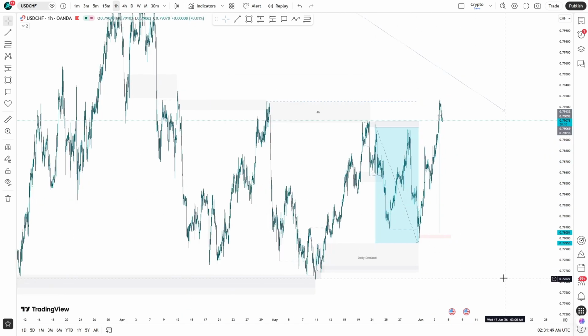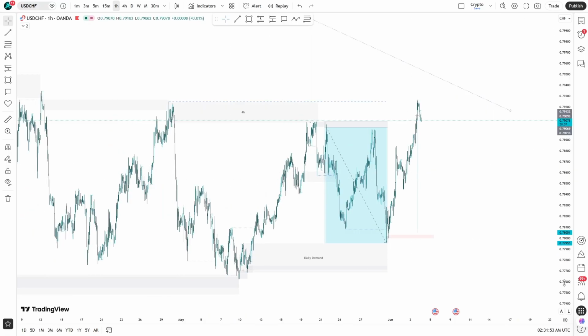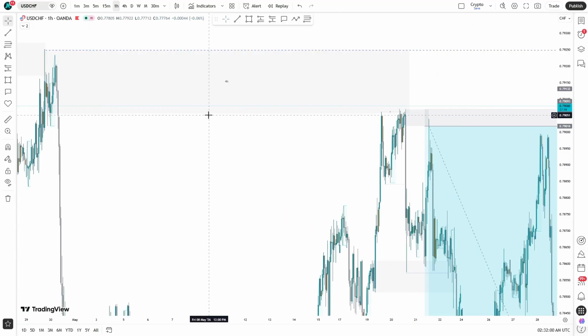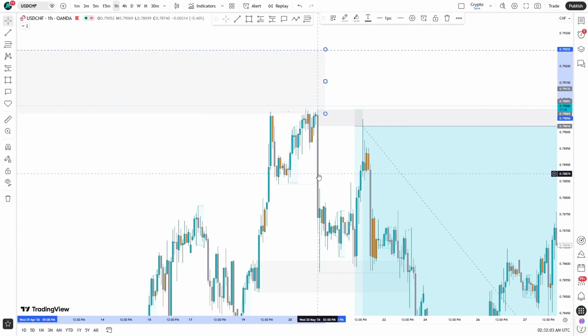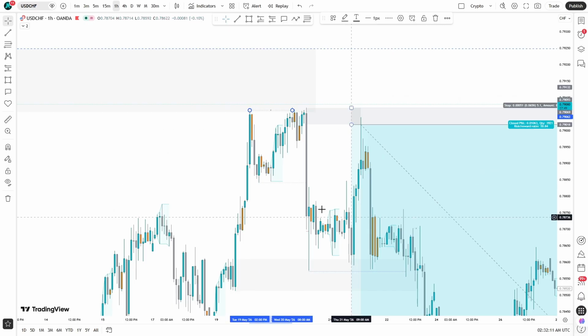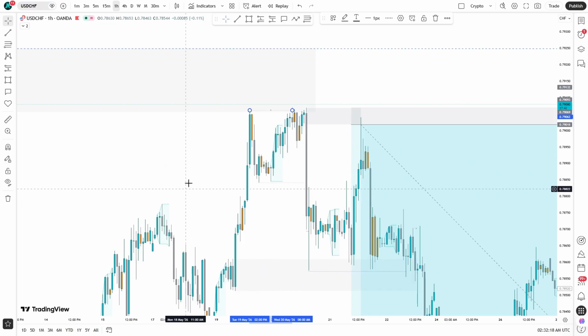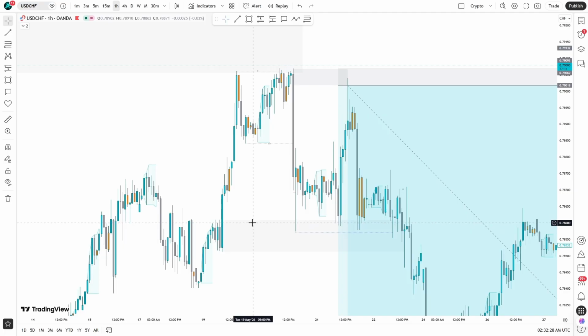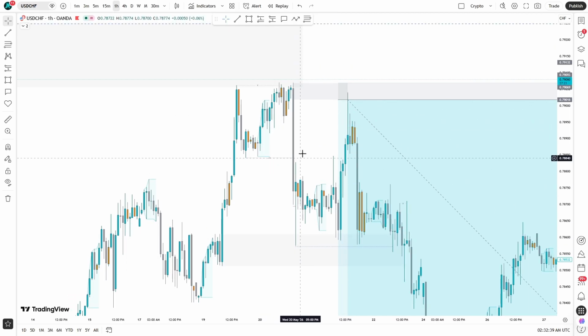For this short entry, this is what happened. Let's zoom in. After the market mitigated this 4-hour supply zone, we had a change of character here. The market first of all swept this high, and after sweeping it, had an impulsive move to the downside. So it led to this break here. After that break, the market came down to mitigate this demand zone, then came up and mitigated the supply zone that led to this down movement.